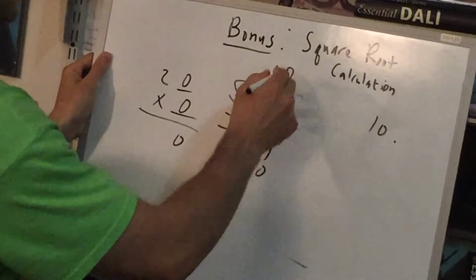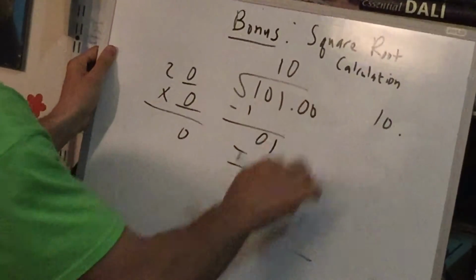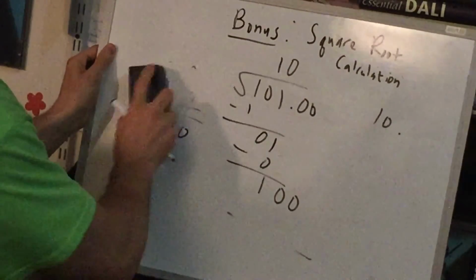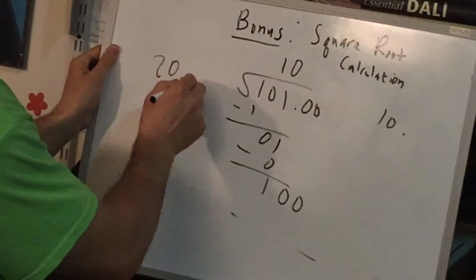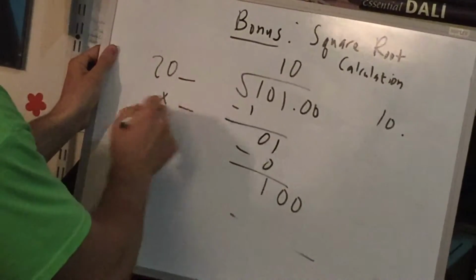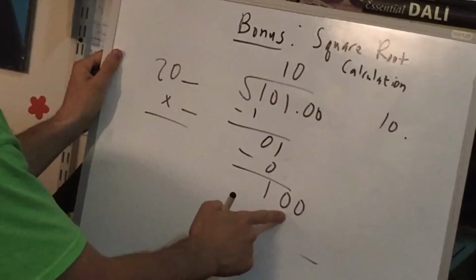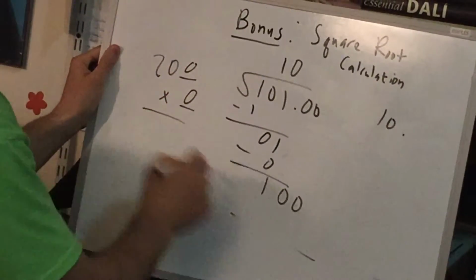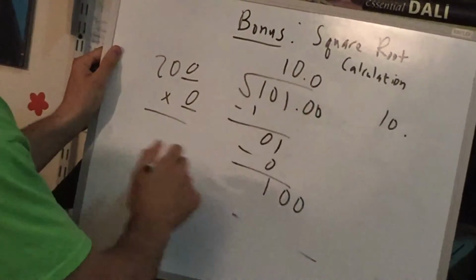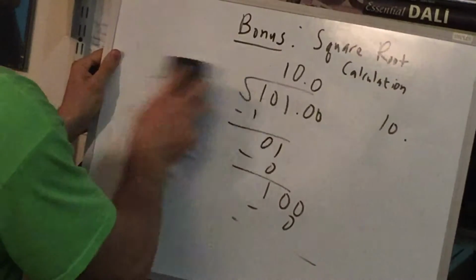So it's 1, 0, and now we have 1, 0, 0. So we double the 10, we get 20, and now 200 and what times what gets us closest to 100. So again, that would be 0. So the next digit will be 0, and then we'll keep doing this. So let's do another example.